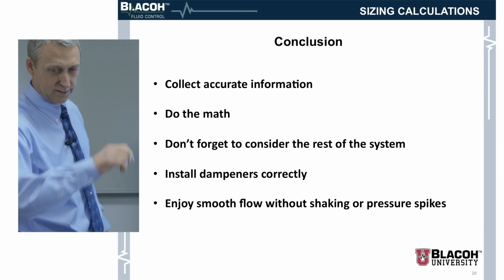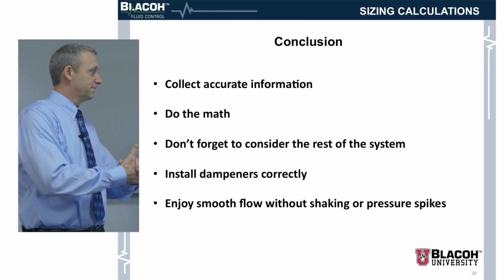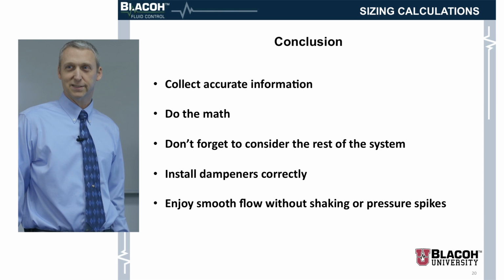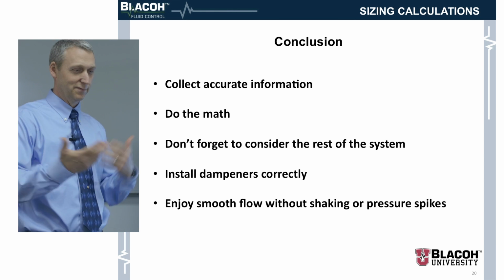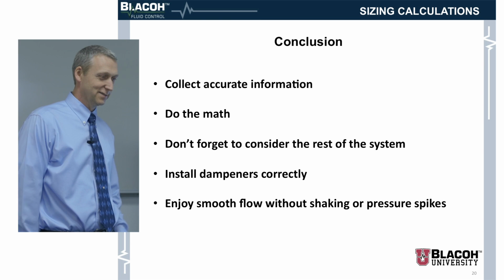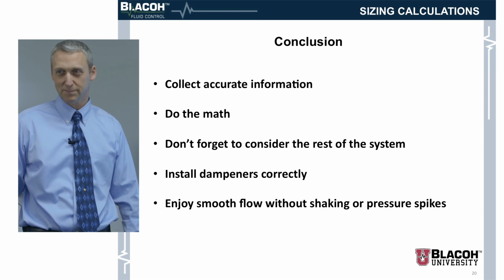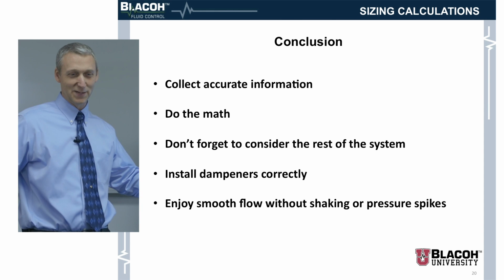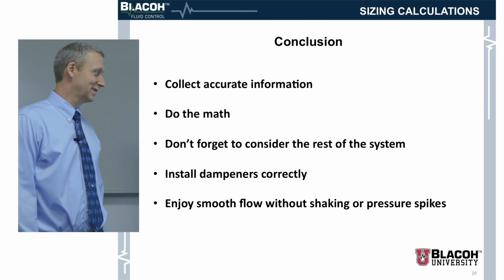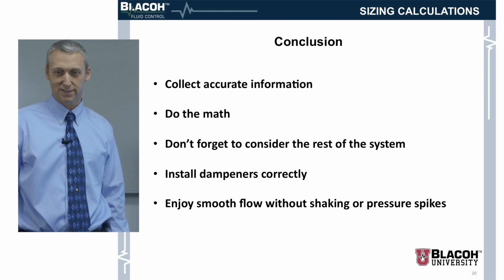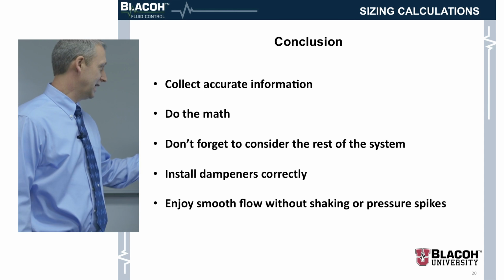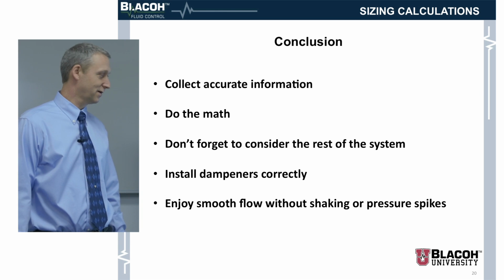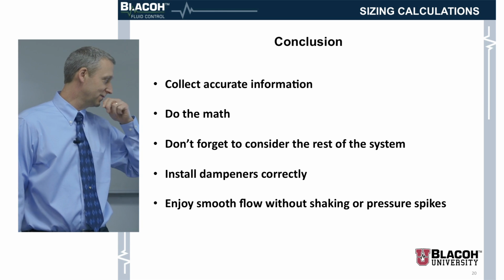And our conclusions. To do this correctly, you've got to collect accurate information. That's sometimes the hardest thing to get. We'll get information and do all the calculations, and all of a sudden there's something missing in the data, or it's not correct and the results don't match. Obviously, like anything, you have to have the correct information to get good answers. Do the math. The math is fairly straightforward. You can put it in an Excel sheet, as we said before, and it's not too difficult.